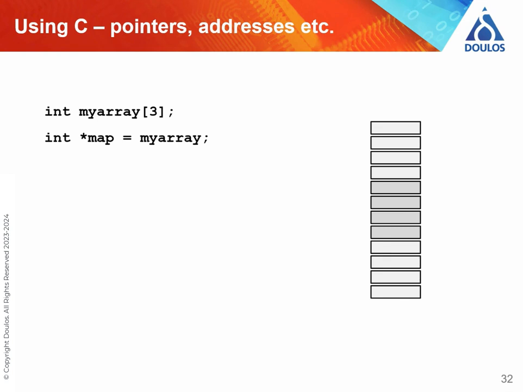Now, if we want to access the contents of any element in the array, then C provides a nice syntax for doing that. We can just use square brackets. So my array square brackets 2 is going to give us the third element in that array. So the index in a C array always starts from 0. I can get the same location by adding 2 onto map, because map points to the start, so map plus 2 is going to give me the integer 2 further on in the array.